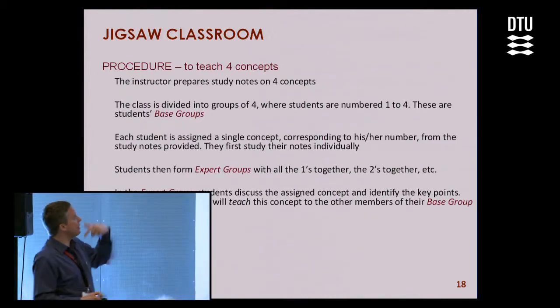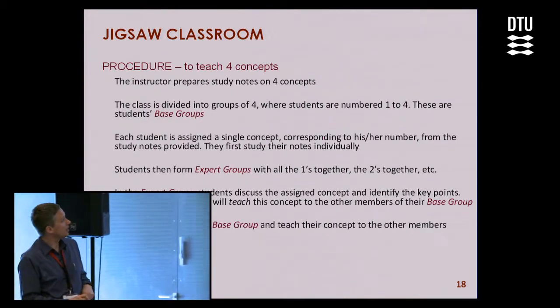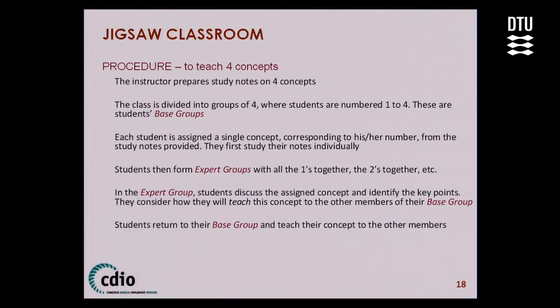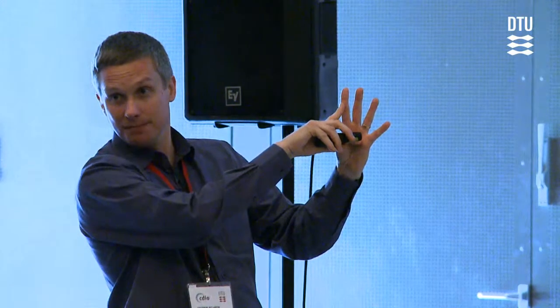They then go back to their base groups, which is the group that consists of 1, 2, 3, and 4. The number 1s explain their concept to the other 3. The number 2s explain their concept to the other 3, and so on. So this is the students doing the instruction, having had the reassurance that they've discussed it in their groups.